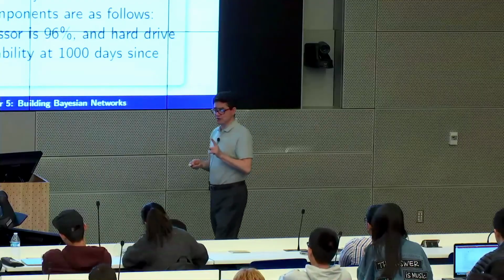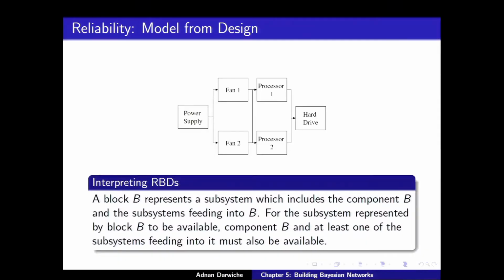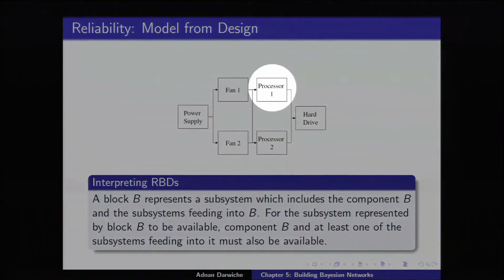First thing is we need to interpret this reliability block diagram, and here we're using the simplest type of these. There are more sophisticated versions, but the idea is this. Each block here, think of it as a subsystem. So this guy is a subsystem that says, for it to be available, I need the block, the processor, to be available, and I need one of the subsystems feeding into it to be available. So effectively, this is saying I need the processor and one of the fans. You can think of fan 1 as another subsystem.